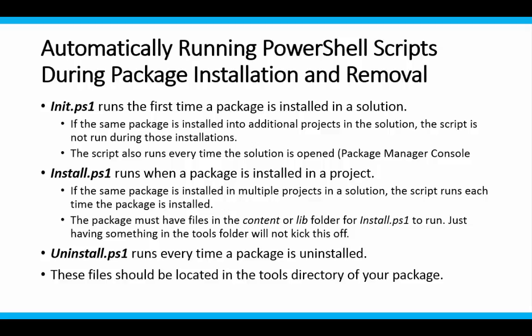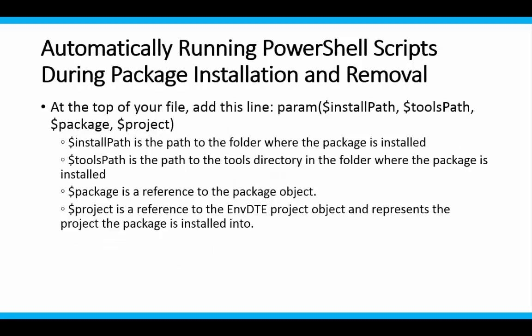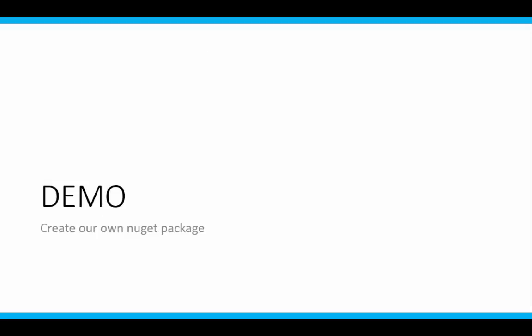These files should be located in the tools folder in your package. They should start with the first line, which is param $installPath, $toolsPath, $package, and $project. And here's a description of what all of those parameters mean. Now, mind you, the reference on nuget.org is really good and explains very well how you can use all of those parameters in your nuspec file in order to create your project. So let's create our own project and see how that works.